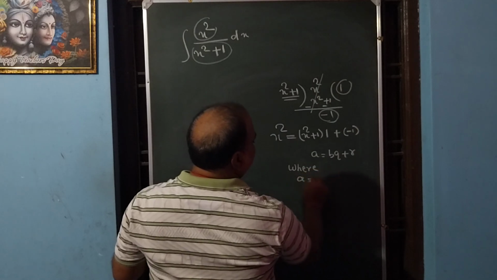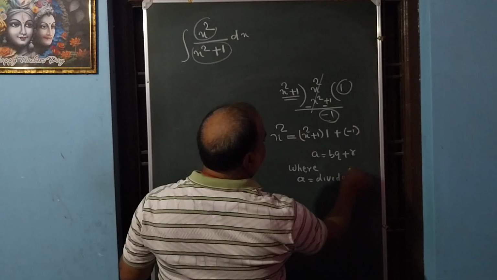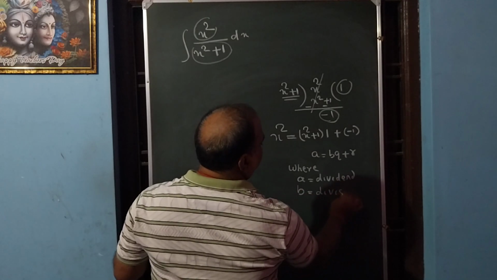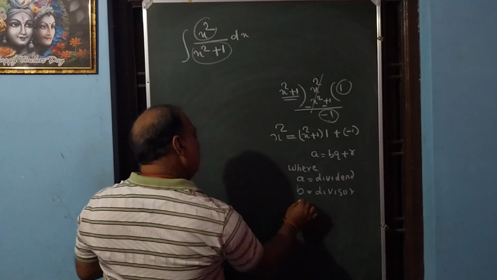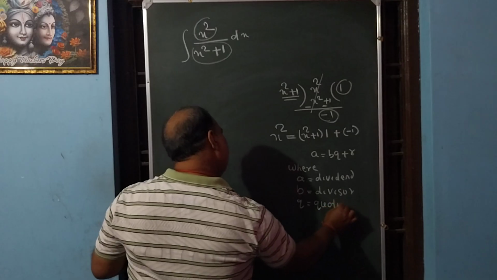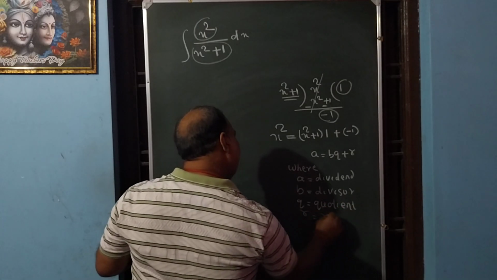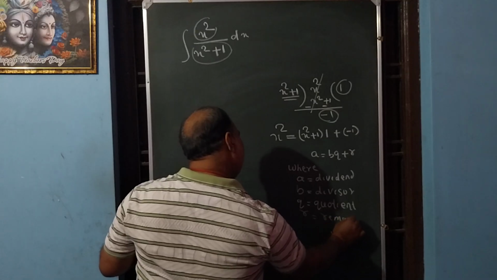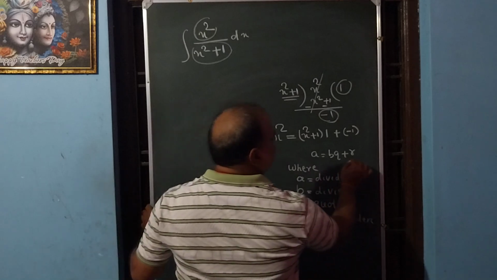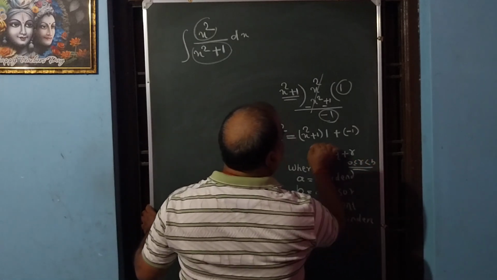a is the dividend, b is the divisor, q is the quotient, r is the remainder, where 0 is less than or equal to r less than b is the condition.